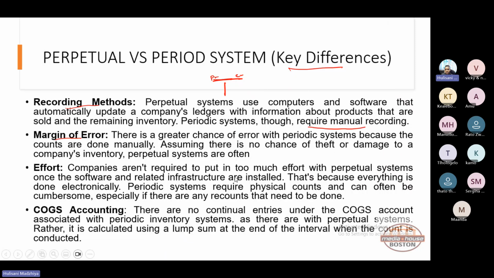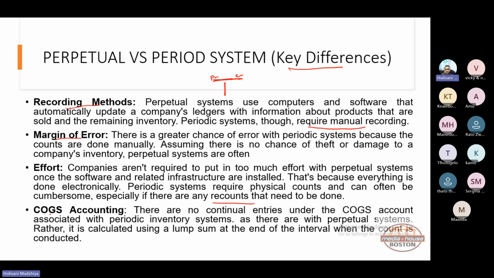So this then brings us to the efforts. In terms of efforts, the key difference is that the company isn't required to put in too much effort in the perpetual system because there is a system and an infrastructure that they follow and use. In terms of periodic, physical stock counts have to be taken, and they are tiring and demanding for employees. So if some mistake happens, recounts need to be done.